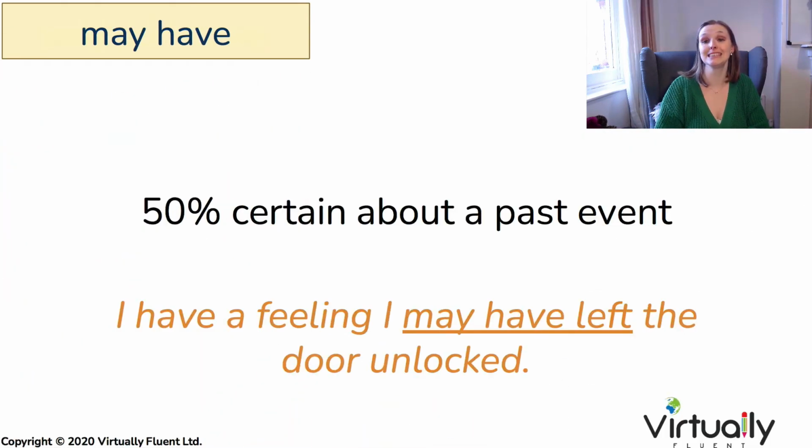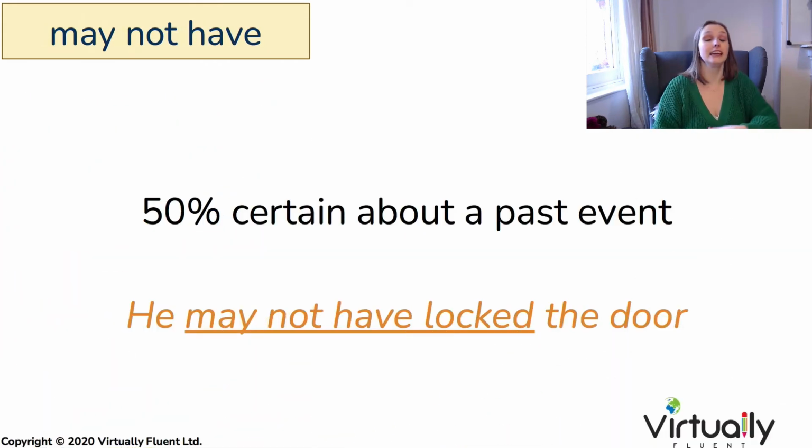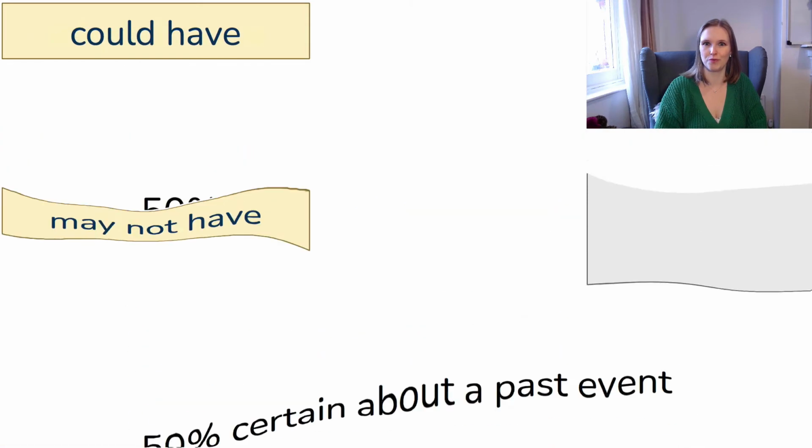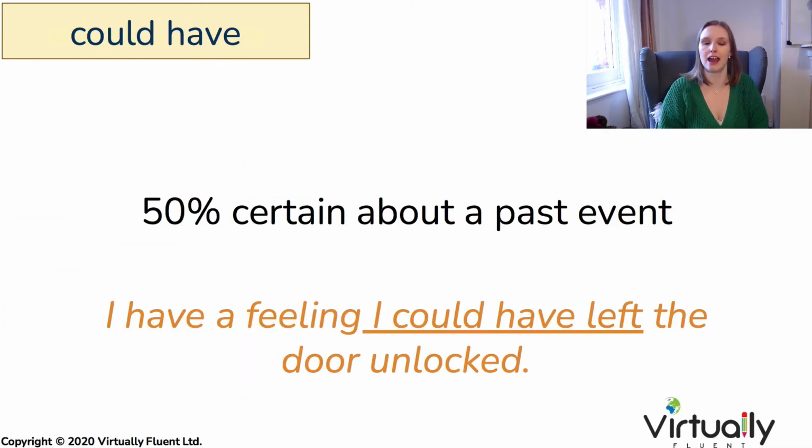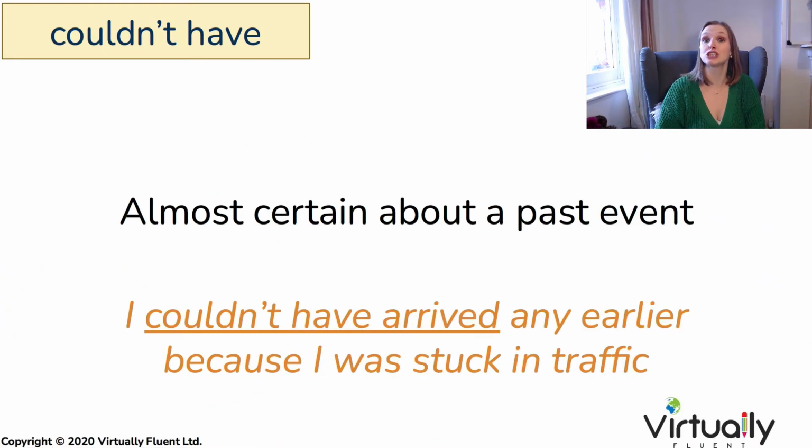And a synonym is may have. I have a feeling I may have left the door unlocked. And may not have. He may not have locked the door. And one final one is could have. Again, 50% we're talking about of past events. I have a feeling I could have left the door unlocked, the same as couldn't have.